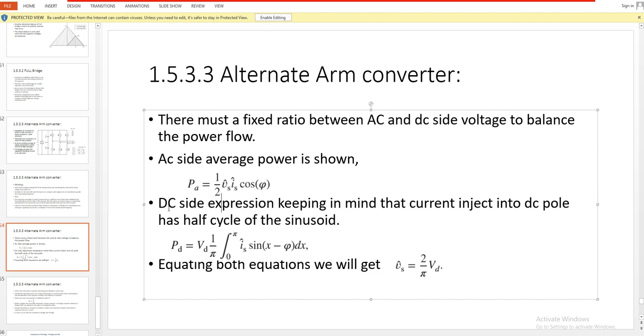And this is the DC side expression, keeping in mind that the current injected into the DC pole is for half of the cycle of the sinusoid. So it is basically 1 by pi, integrated from 0 to pi. We are taking half of the cycle since the current injected into the DC pole is basically for half of the period. So if we compare both of the equations, we basically get an expression which shows that the instantaneous voltage is related to the DC side pole to pole voltage with a factor of 2 by pi.